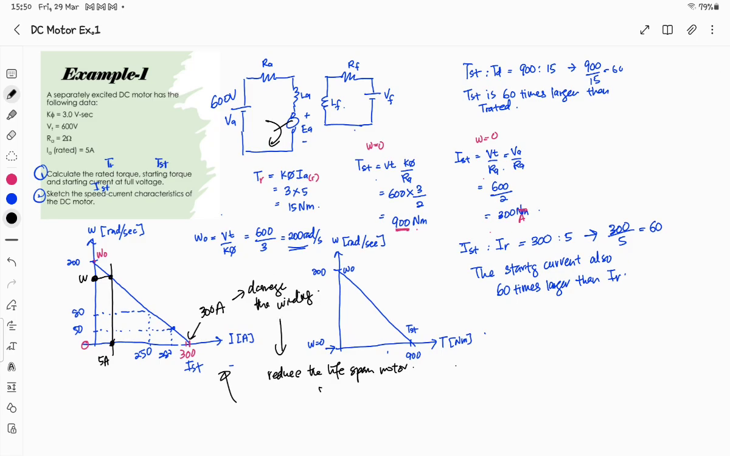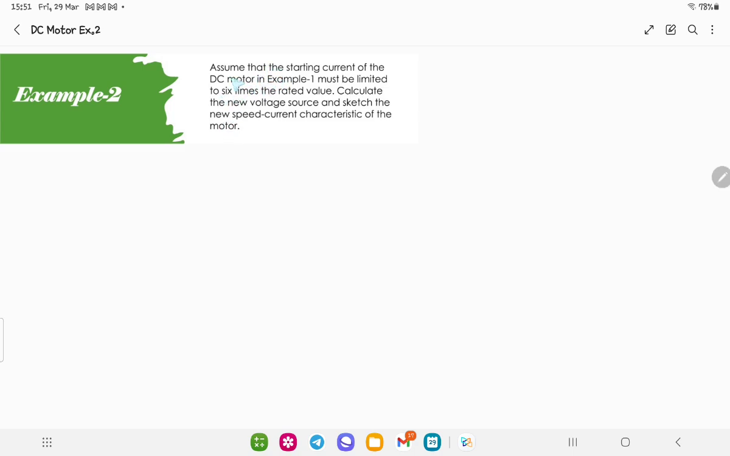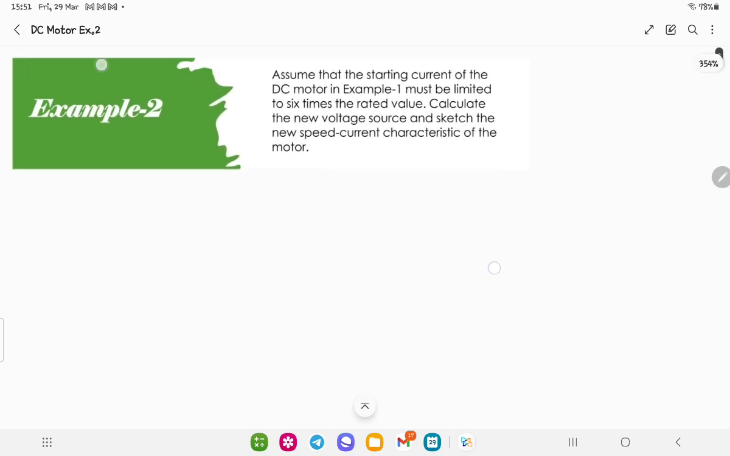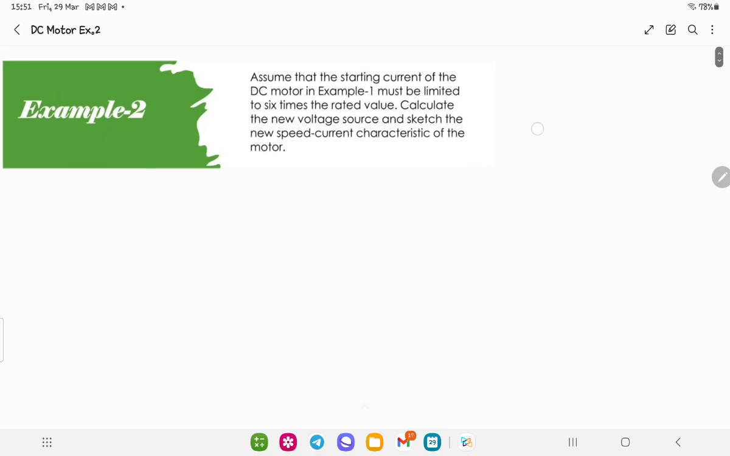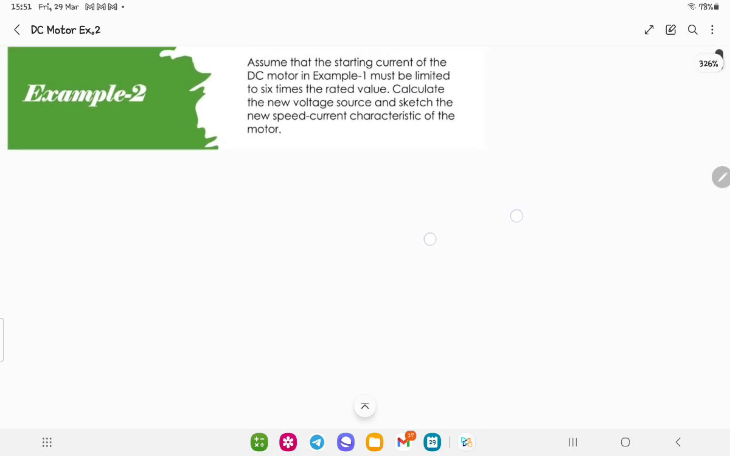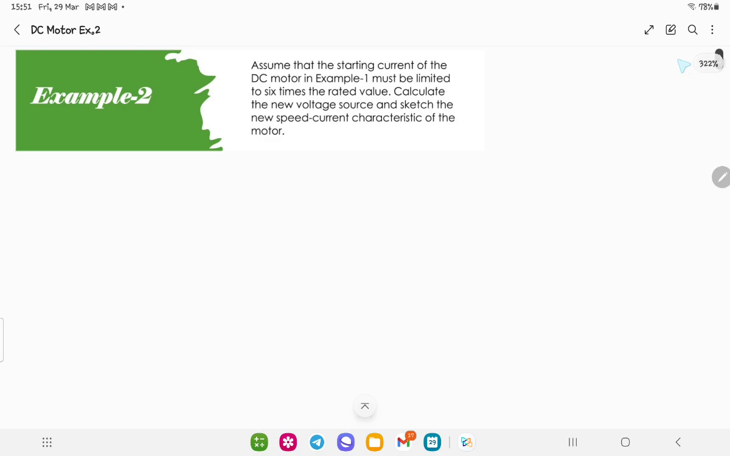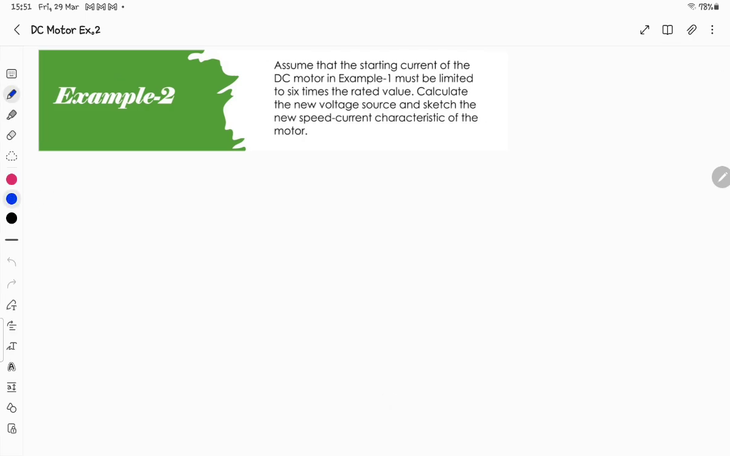Let's proceed with example 2. Okay, for example 2, assume that the starting current of the DC motor in example 1 must be limited. So we need to limit this starting current. Let me draw back the figure or the graph.